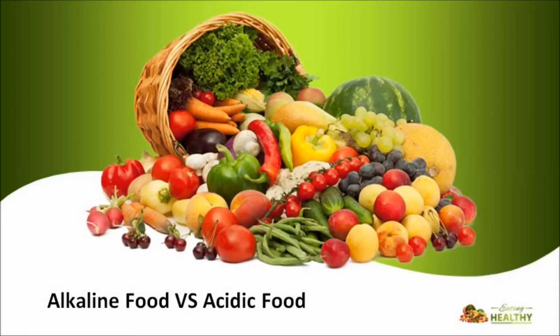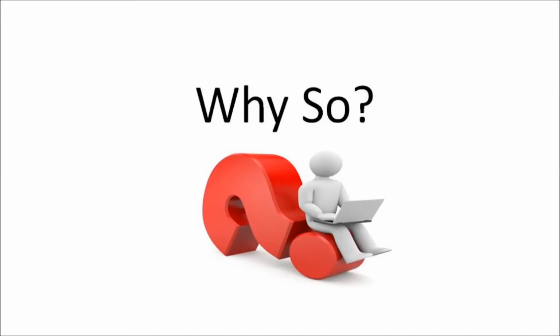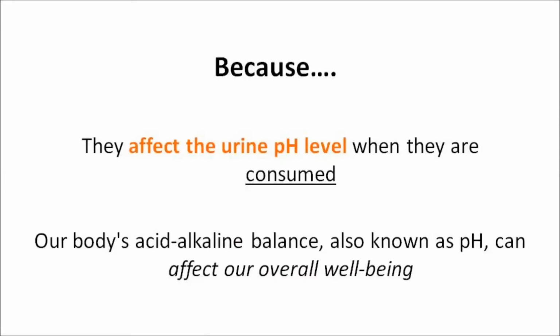In this video, we're going to talk about alkaline foods versus acidic foods. Before going into detail, first you have to understand that food can be classified into two groups, namely the acidic food group and the alkaline food group. Now the question is, why are these foods categorized as such? The answer is because they affect the urine pH level when they're consumed.